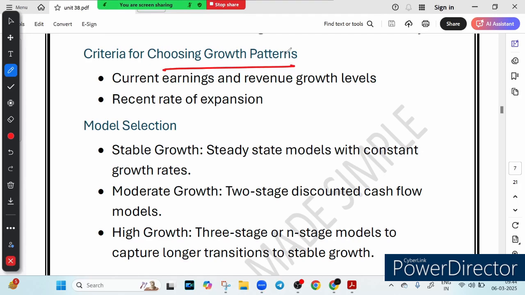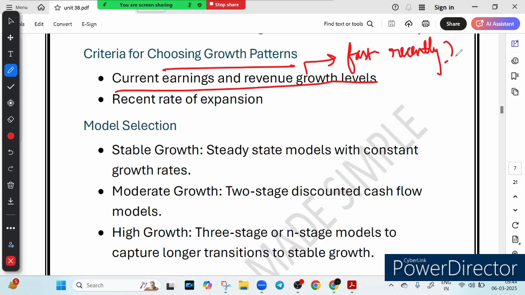Not all companies grow the same way, so we consider the current earnings and revenue growth level, which simply means how fast the company has been growing recently. Second is the expansion history, which means has it consistently grown or is it a short-term boom. Third, we look at industry trend, meaning some industries have a natural limit to growth while others evolve rapidly.